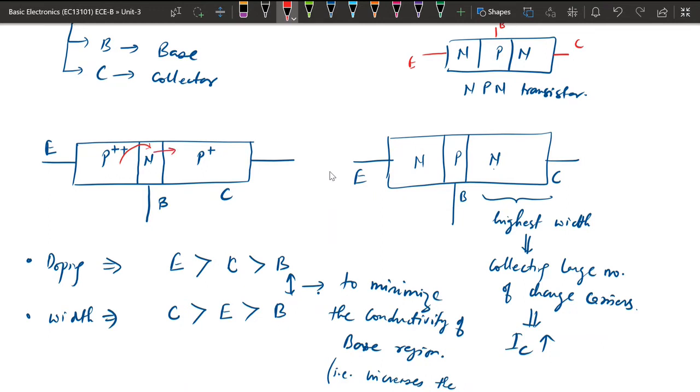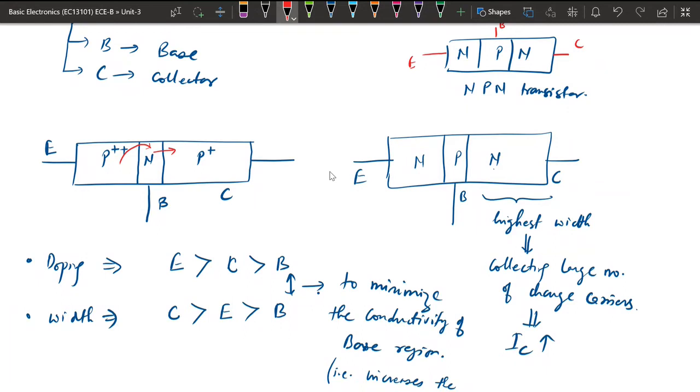Okay, so our motive is that whatever charge carriers are emitted by the emitter terminal should move to the collector terminal, and whatever charge carriers have moved from emitter to collector should be part of the current flow. But if the base is highly doped, most of the charge carriers will combine here, so fewer charge carriers will be transmitted to the collector region.